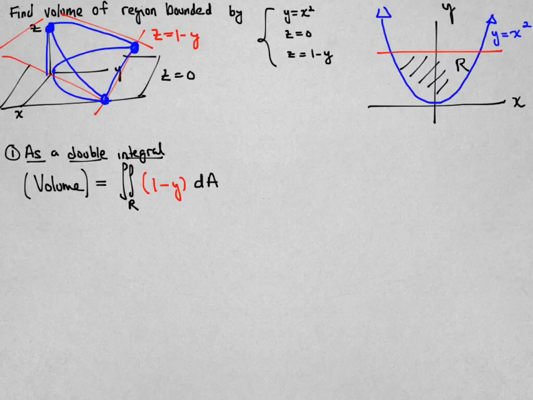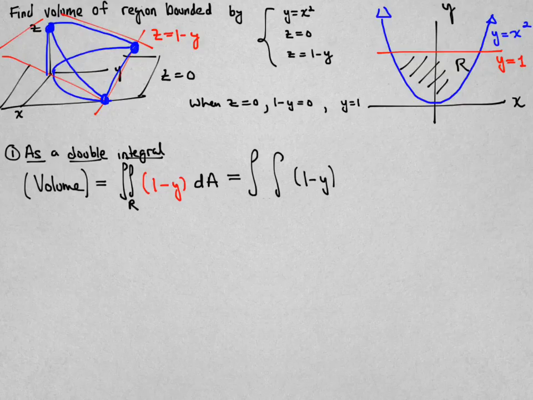We'll need to know the equation of that line, and we can find it algebraically. The projection occurs when z is equal to 0. So let's take the plane z equal to 1 minus y and set z equal to 0 to determine what the equation is for that line. And we'll have 1 minus y is equal to 0, and that tells me y is equal to 1. So our red line here, the upper boundary, is just y equal to 1.